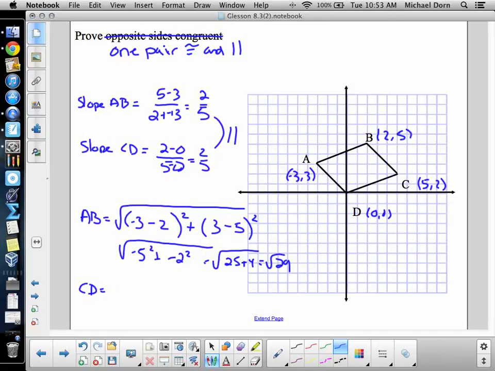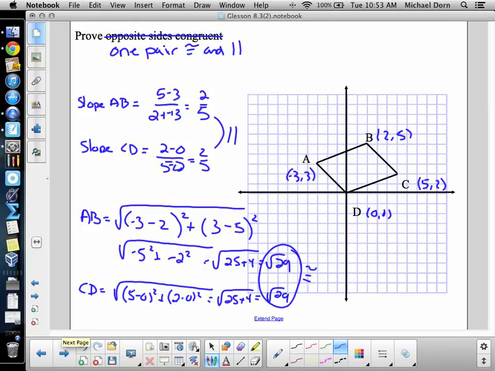And CD, 5 minus 0 squared plus 2 minus 0 squared. 25 plus 4, square root of 29. They're congruent. So AB and CD are both parallel and congruent. Okay, so just using those methods, we just keep using distance, slope, midpoint formula. And those are the four different methods I want you to be describing. But obviously, know and be able to apply distance, midpoint, and slope formula.